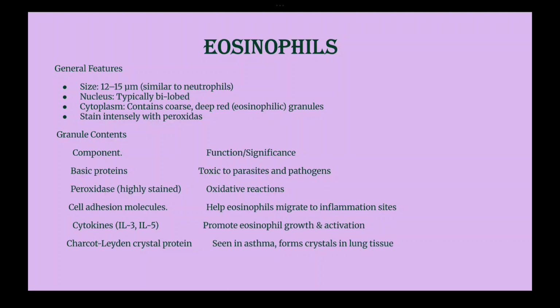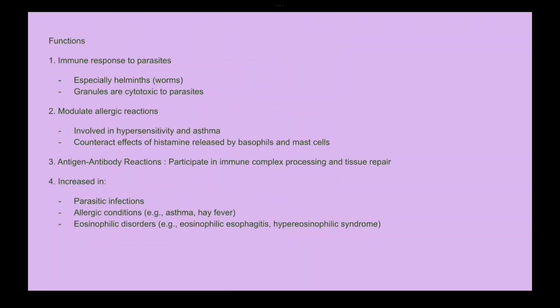Cell adhesion molecules help eosinophils migrate to inflammation sites. The cytokines promote eosinophil growth and activation. The Charcot-Leyden crystal protein is seen in asthma; it forms crystals in the lung tissue. So each granule component is involved in various functions.